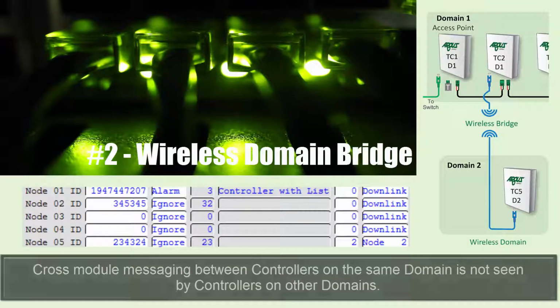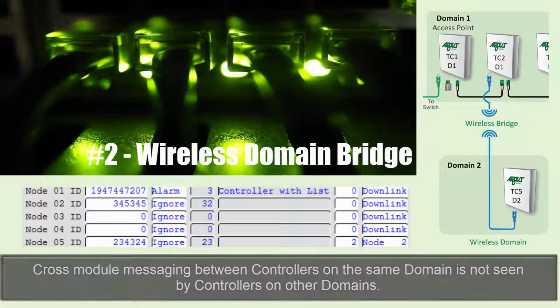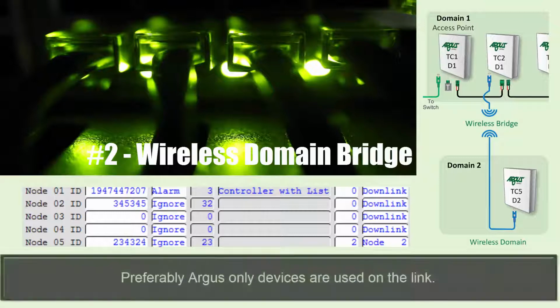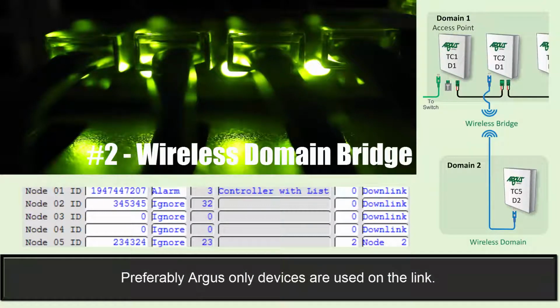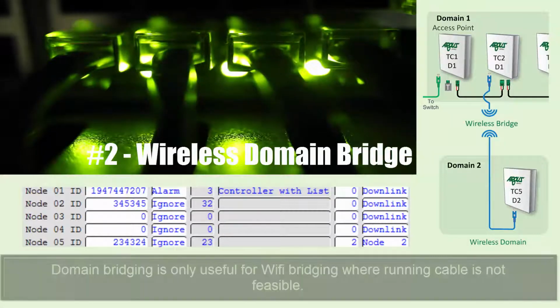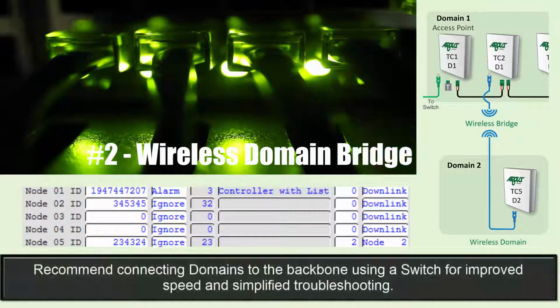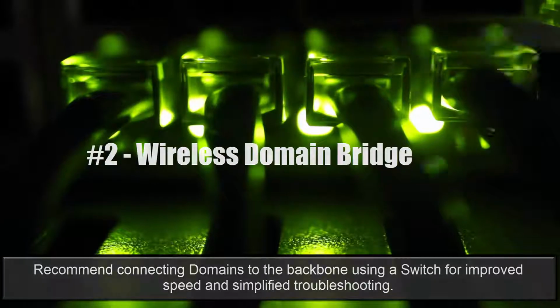A side benefit of wireless domain bridging is the fact that cross-module messaging between controllers on the same domain is not seen by controllers on other domains. For wireless domain bridging, we prefer there to be Argos-only devices on the link, unshared wired Ethernet switches for extending wireless point-to-point RF links. Wireless domain bridging is useful only for Wi-Fi bridging where running wire isn't feasible. Otherwise, we do not recommend this method. We also recommend connecting domains to the backbone using a switch to improve speed and simplify troubleshooting.